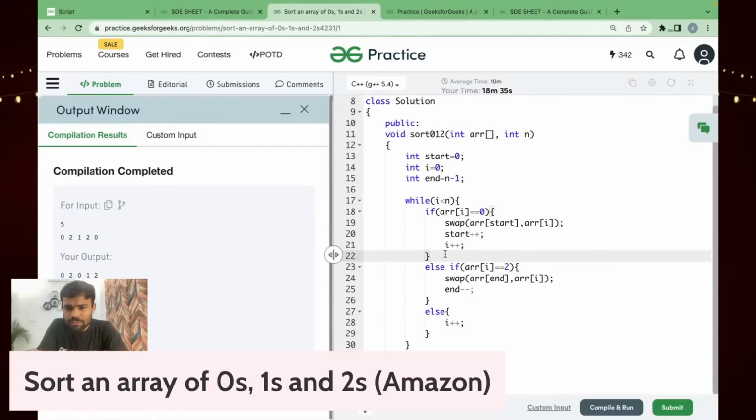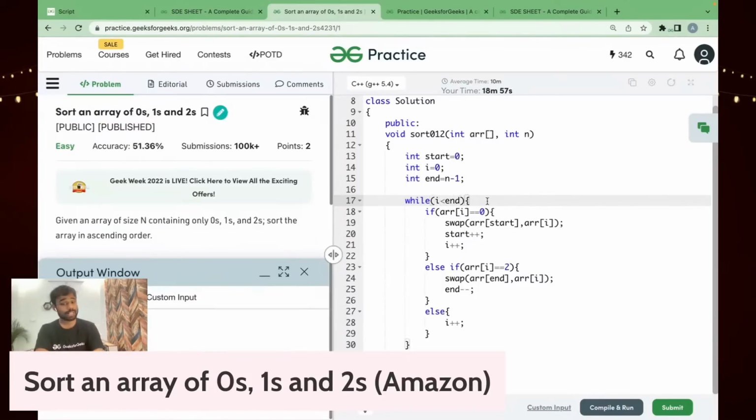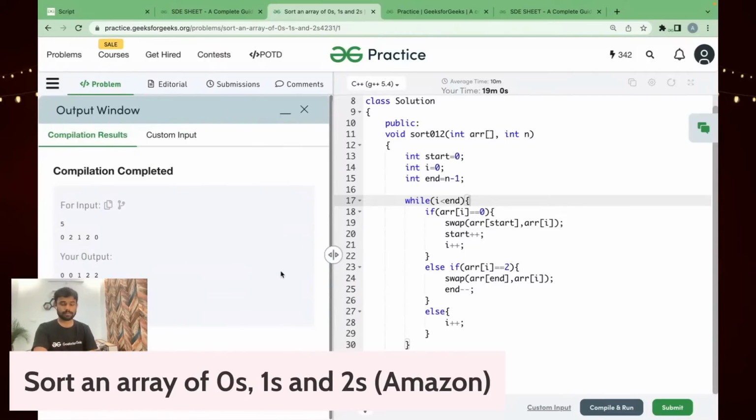So there is something wrong which we have done. Can anyone tell me what wrong we have done? Oh, sorry. The I should be less than n only. Exactly. Thanks for that.